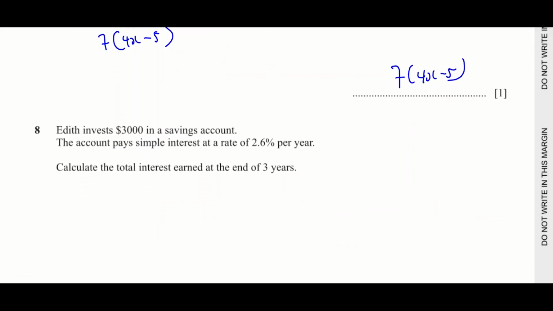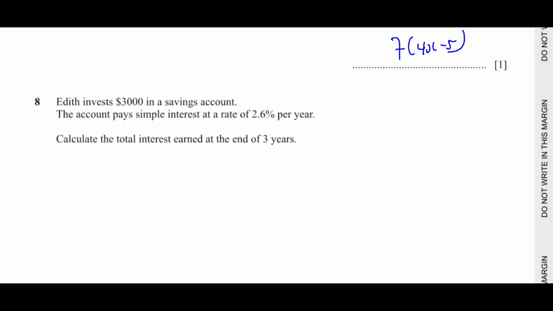The next one will be question 8. Edith invests $3,000 in a savings account. The account pays simple interest at a rate of 2.6% per year. Calculate the total interest earned at the end of 3 years.